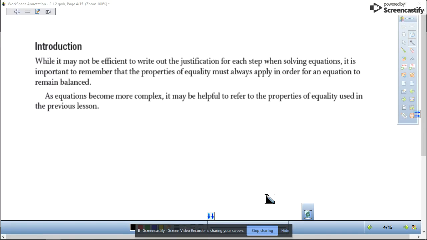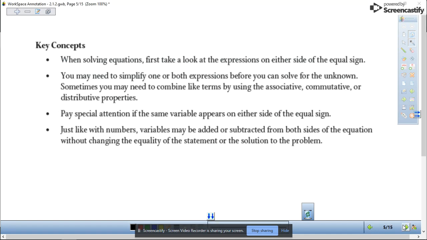The key thing I need to point out to you, and this may be for some more than others, you really have to remember those properties and order of operations and how to solve. So read through this introduction, read through these key concepts, pause the video, write them down if you need to, or go back to your notes and read the notes because all this same stuff is in those notes.